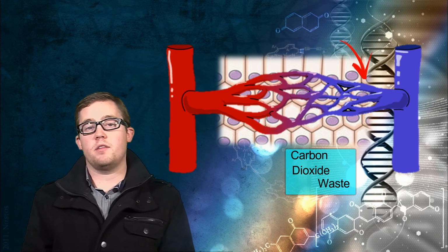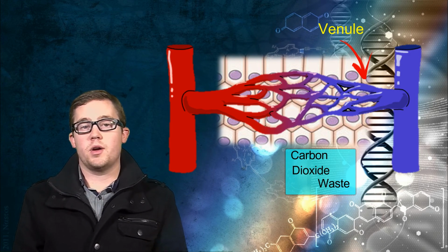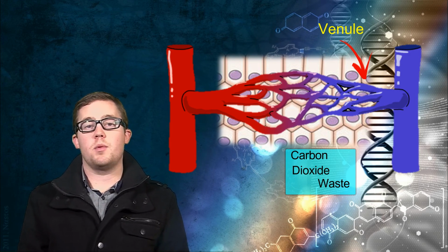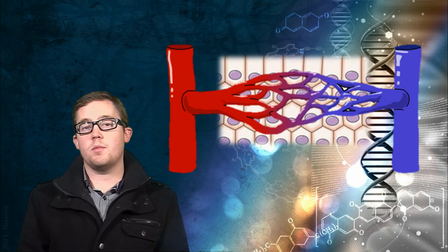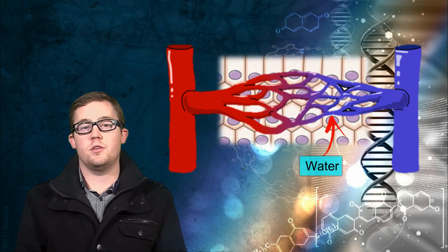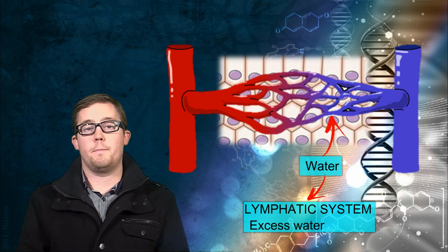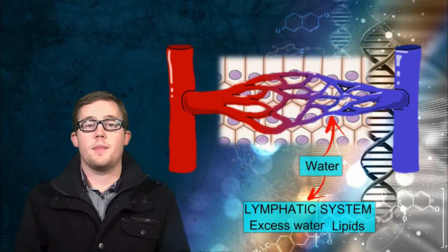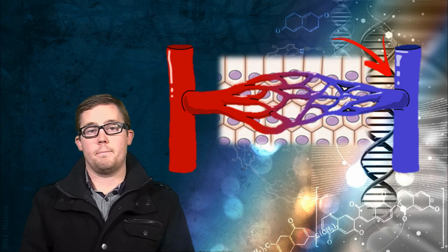So now that we're at the right side, what we call the venule end of our capillaries, we're under low pressure and we can start to get diffusion of carbon dioxide and waste from the tissues themselves into the capillaries, and that happens. You'll also get some diffusion of water back into the capillaries, but you're also going to get diffusion of that water into the lymphatic system. Because remember, the job of the lymphatic system is to take up excess water as well as fats. That blood then moves into our vein and it's going to head back towards the heart.